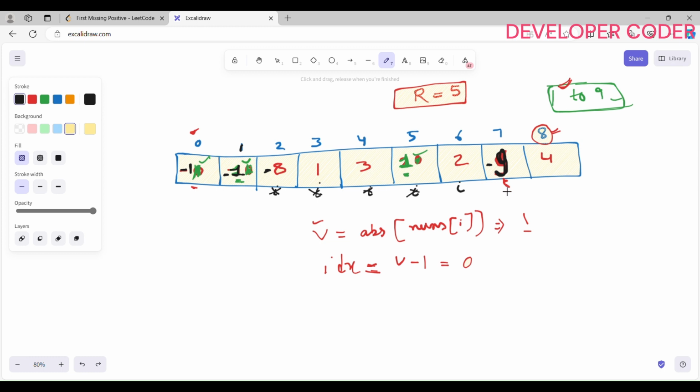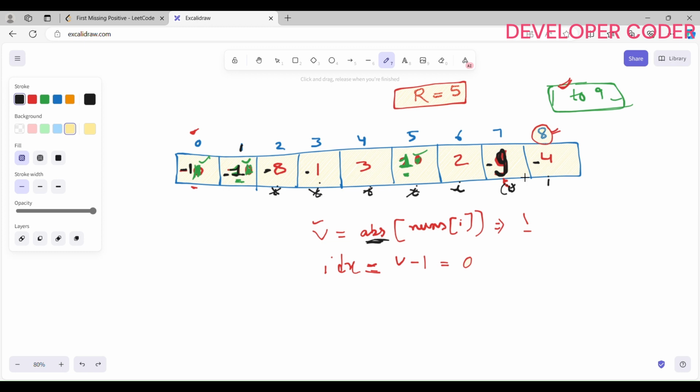After that my I reaches at this position, so I am taking absolute value. You are going to say that this is minus 9, so here I have written absolute, so minus 9 is nothing but 9, and 9 minus 1 is 8, so at index 8 I have to make this value negative. Okay, so this is minus 4. After that my I reaches this position, so 4 minus 1 is 3, so at this particular index 3 I have to make it negative.